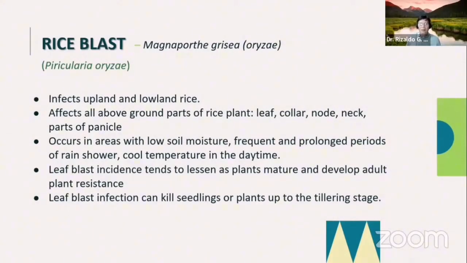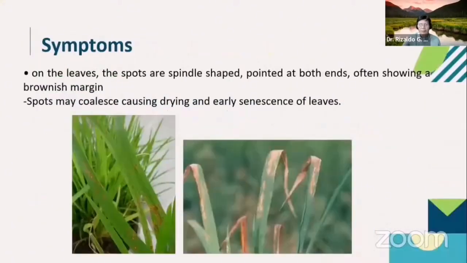And the disease occurs in areas with low soil moisture, frequent and prolonged periods of rain showers, and cold temperature in the daytime. And the leaf blast incidence tends to lessen as plants mature and develop adult plant resistance. Leaf blast infection can kill seedlings or plants up to the tillering stage.